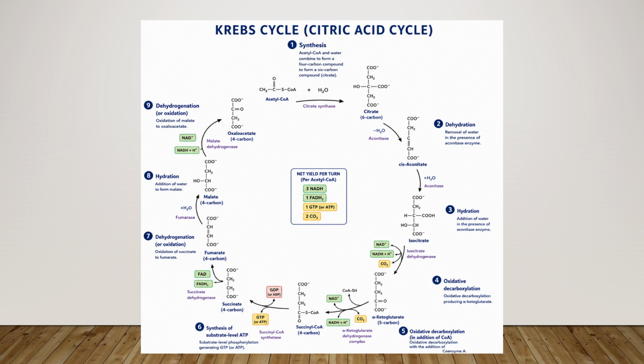And then students, you are looking at 1 GTP or ATP, which is produced after the 5th step. After the formation of succinyl coenzyme A, 1 GTP molecule is produced and 2 carbon dioxide molecules are lost. After the regeneration of oxaloacetate, a 4-carbon compound, acetyl coenzyme A is added again, and in the presence of the enzyme citrate synthase and water, a 6-carbon compound is produced. Here the enzyme names are also mentioned in this Krebs cycle.